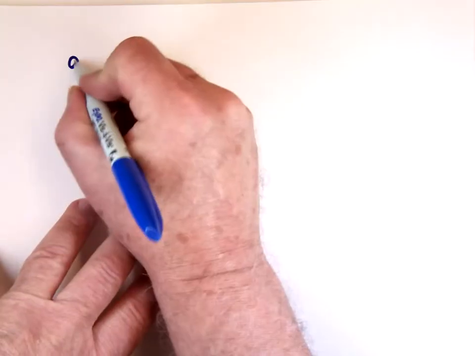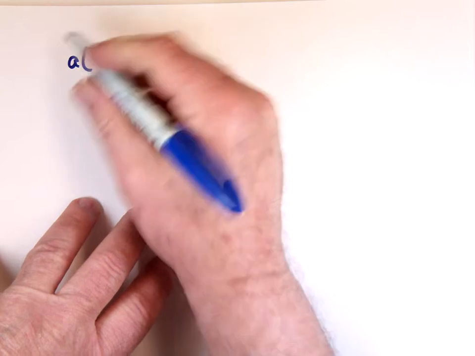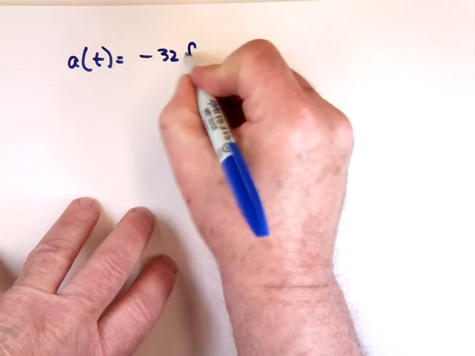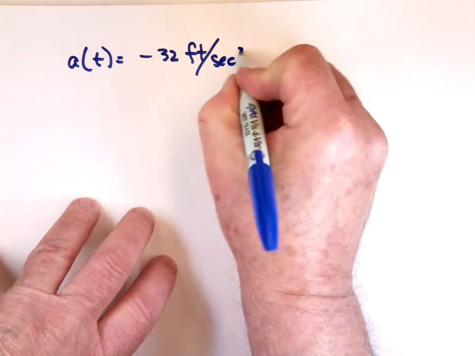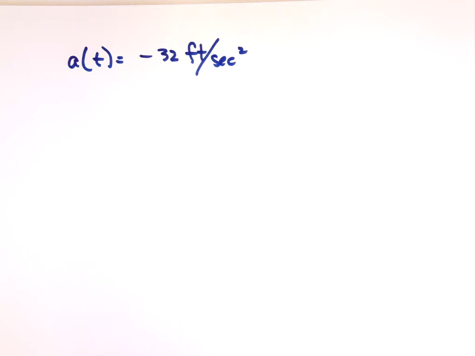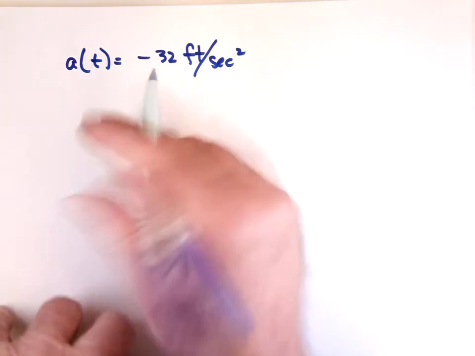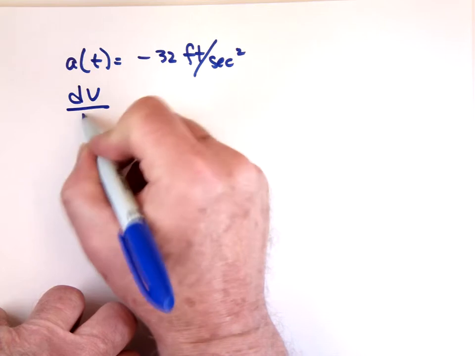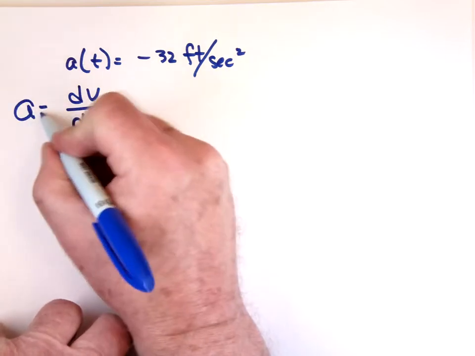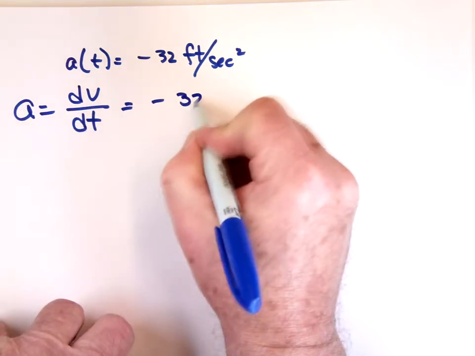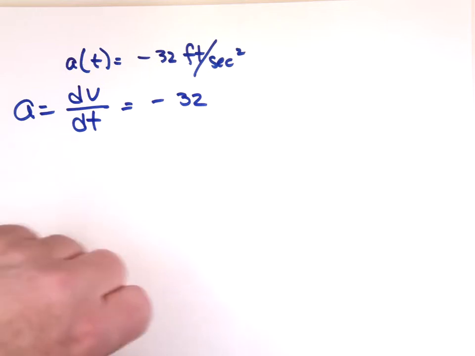Let's do it. Well, first of all, they give you the acceleration, which is negative 32 feet per second per second. Now, that's what we started with last time. And what we did last time was this. We said, okay, what's acceleration? It's the derivative of velocity. We have a differential equation, dv/dt, that's the acceleration, and that's equal to negative 32. Okay? We got a differential equation.